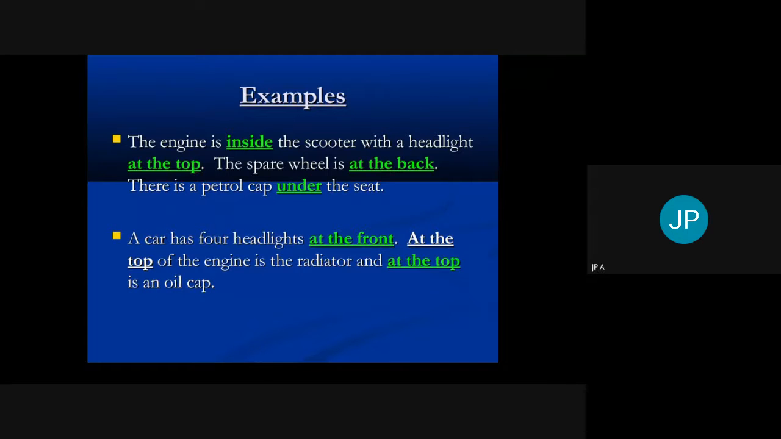The engine is inside the scooter with a headlight at the top. The spare wheel, so this is a description of the scooter. If you get the picture of a scooter, you can give such examples. The spare wheel is at the back. There's a petrol cap under the seat. That is a cap for the petrol tank. So these are all descriptions of where it is placed, the position of these things. Similarly, there is a description of the car.